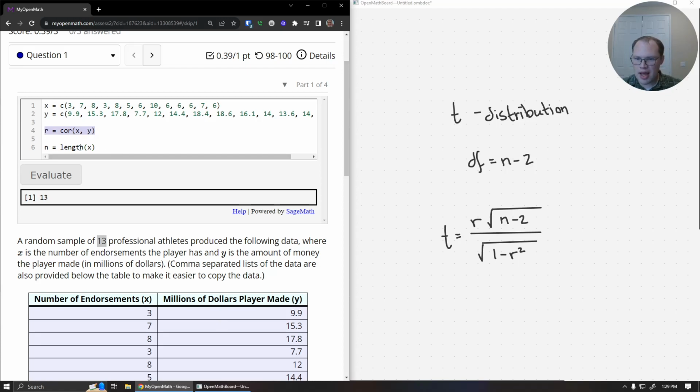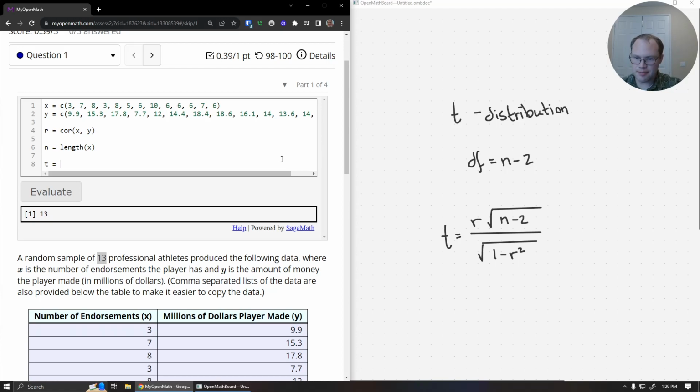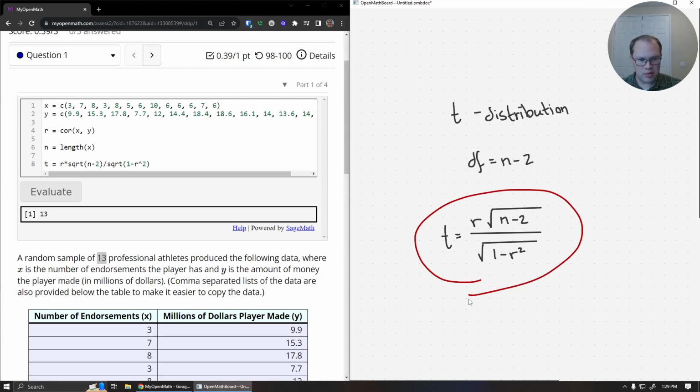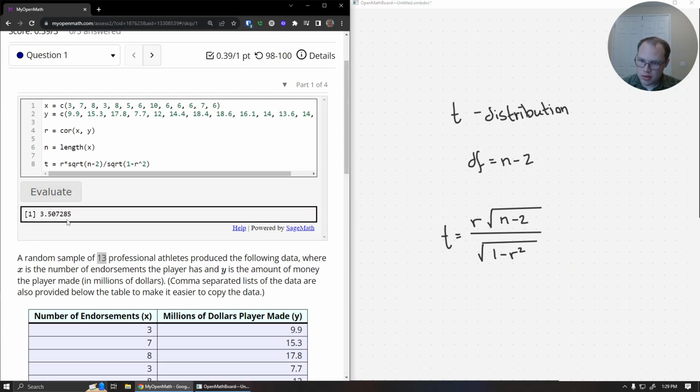All right, so I have my r, I have my n, we have everything we need to calculate that test statistic. So t is equal to my sample correlation coefficient r times the square root of n minus 2 divided by the square root of 1 minus r squared. All I'm doing is taking this formula and re-expressing it in the calculator, so the calculator will calculate the value for me. Let's get that t-score. And we get 3.507285.